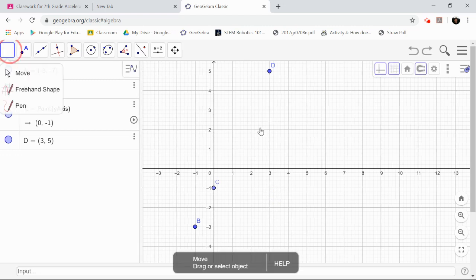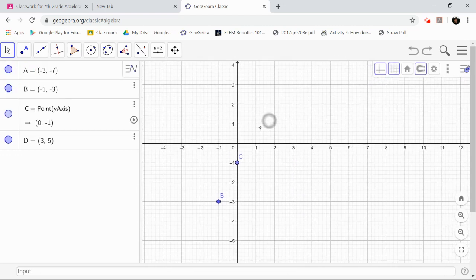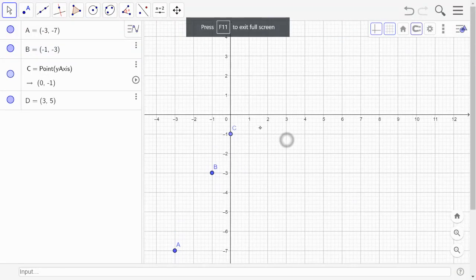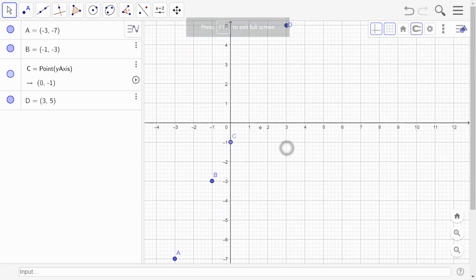Undo, get my move tool. All right, so here's the line. I'm going to have to full screen this here. There we go. I want you to be able to see the coordinates.